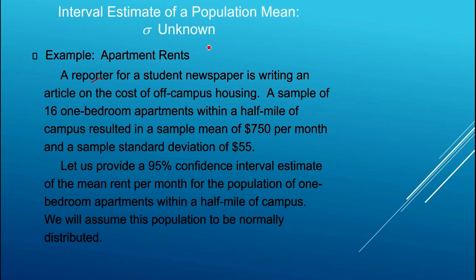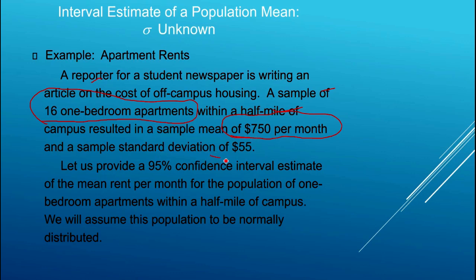A student reporter for a newspaper here is writing an article about the cost of off-campus housing. We have a pretty small sample of one-bedroom apartments. We've got 16 one-bedroom apartments, and they're all within half a mile of campus. In the sample, the mean is $750 per month, so that's going to be our point estimate of the population mean. That's our best guess at what the cost of off-campus housing is on average.